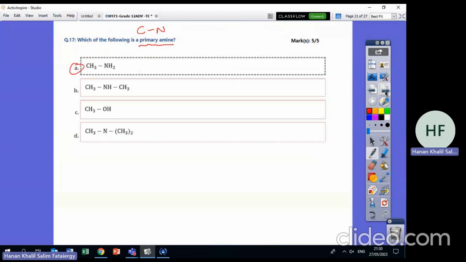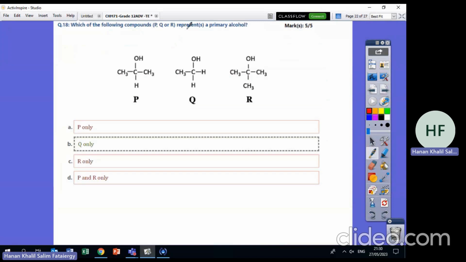Which one represents a primary alcohol? Alcohol لازم يكون فيه OH وprimary يعني C carrying the OH is connected to one C. Okay, now let's see here. C carrying the OH has 2 C's. C carrying the OH has 1 C, so this is correct. C carrying the OH is connected to 3 C, so this is tertiary. This is secondary and this is primary. Okay, so the answer is Q only.